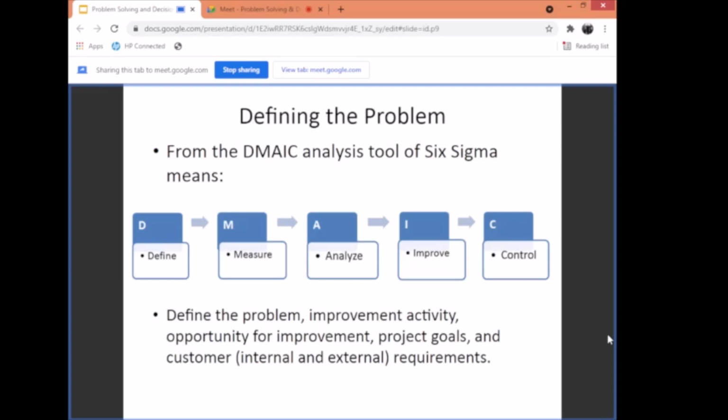So I'll give you an example of defining the problem from the DMAIC analysis tool of Six Sigma. D means define. You have to define the problem. You have to know what is going on.